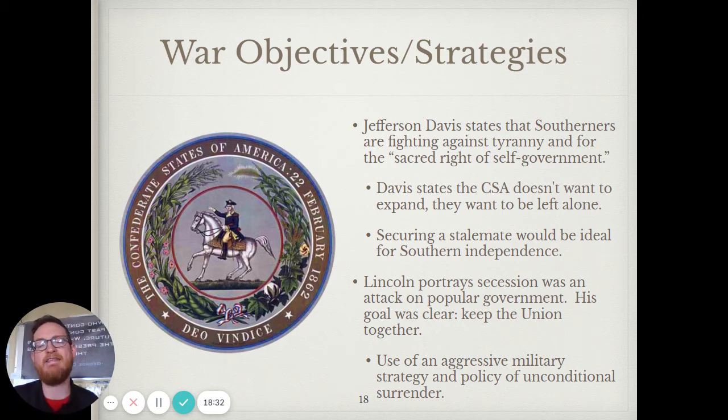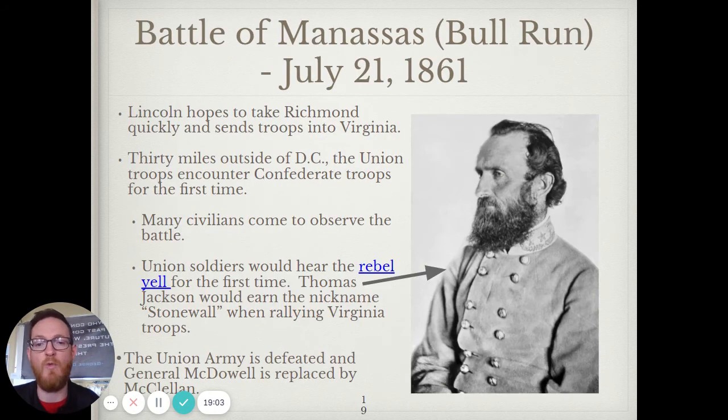And the ideal end goal for the Confederacy would be securing a stalemate, and that maybe the North would get tired of the war and that the South would just be allowed to exist as its own country. Now, Lincoln portrays secession as an attack on popular government. His goal was very clear: he wanted to keep the Union together. He wanted to use an aggressive military strategy and said, look, there has to be unconditional surrender. We are not going to settle with there being two different countries. We want to be united as one country.